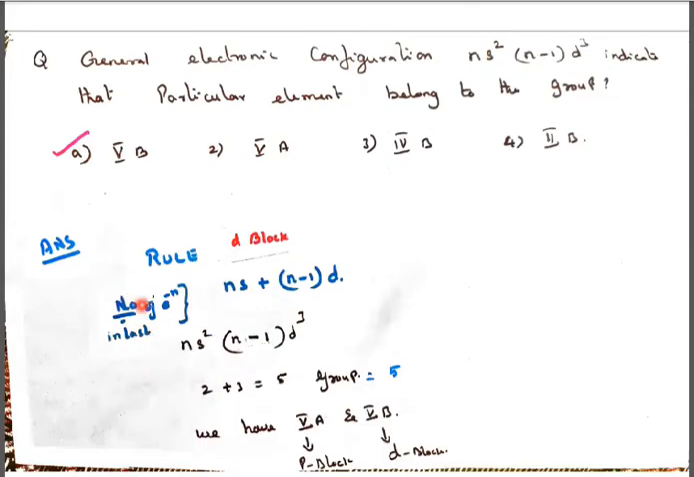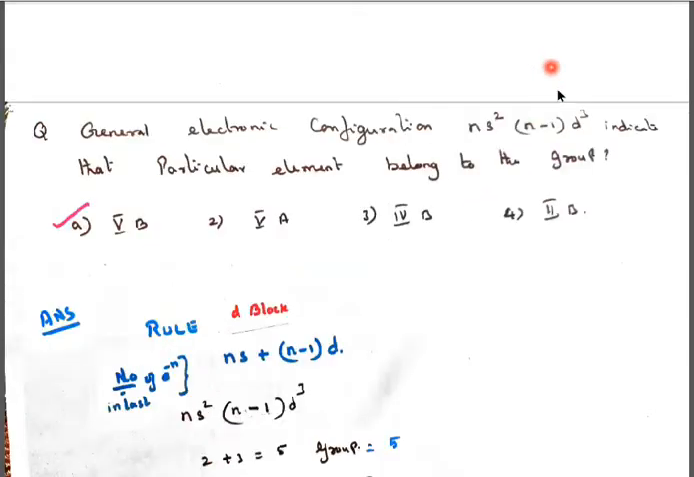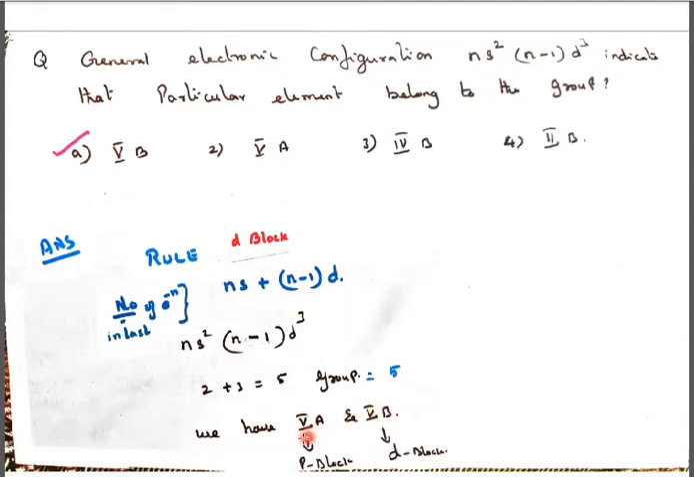So the rule is the number of electrons in ns plus (n minus 1)d. In the question, 2 electrons are given in ns and 3 electrons in d. So we take 2 plus 3, which is 5. So the group number is 5, which may be Roman numeral 5A or 5B. 5A all belong to the p block and 5B is a d block.